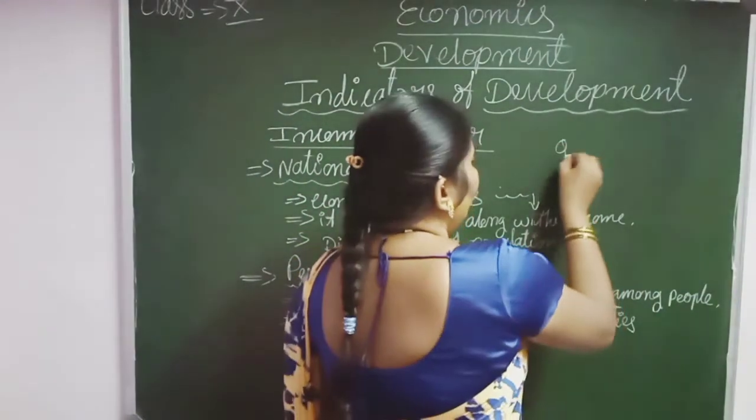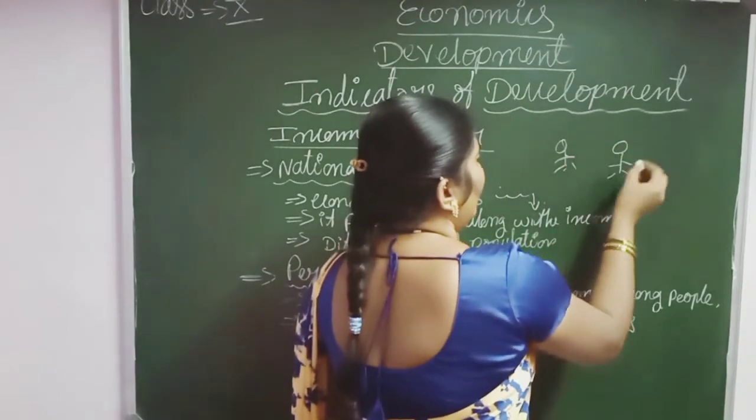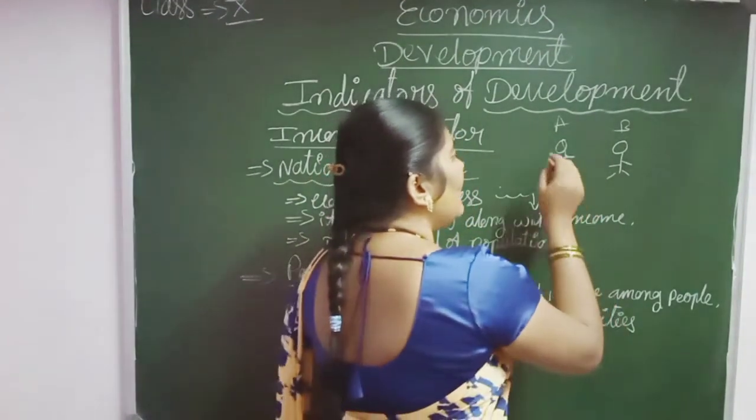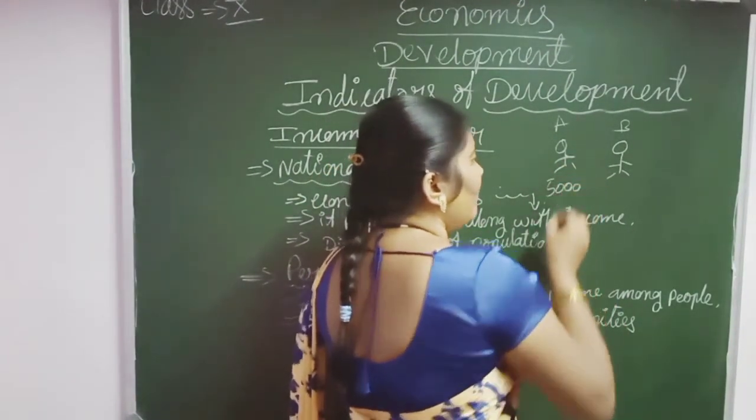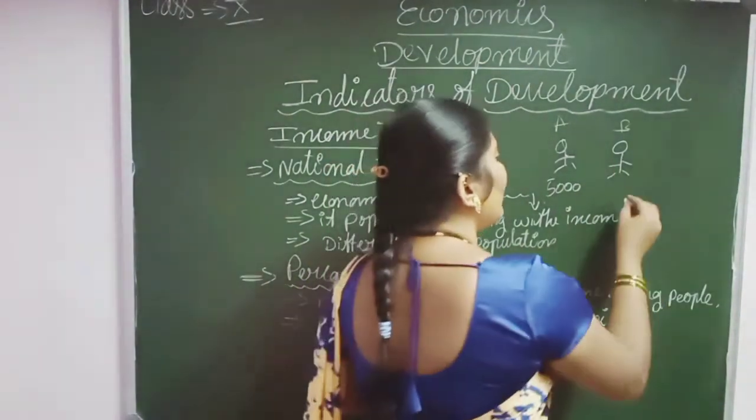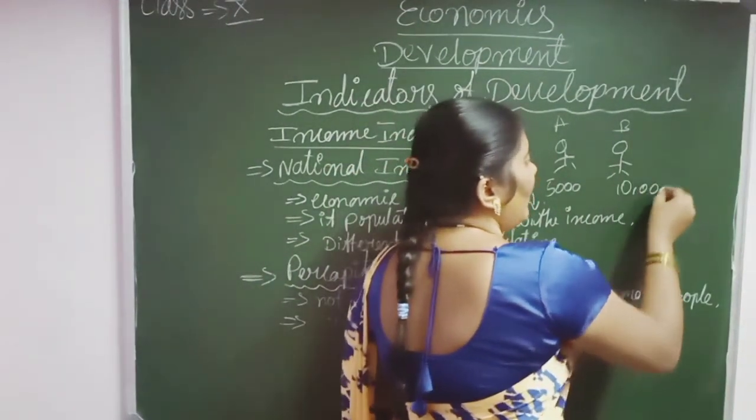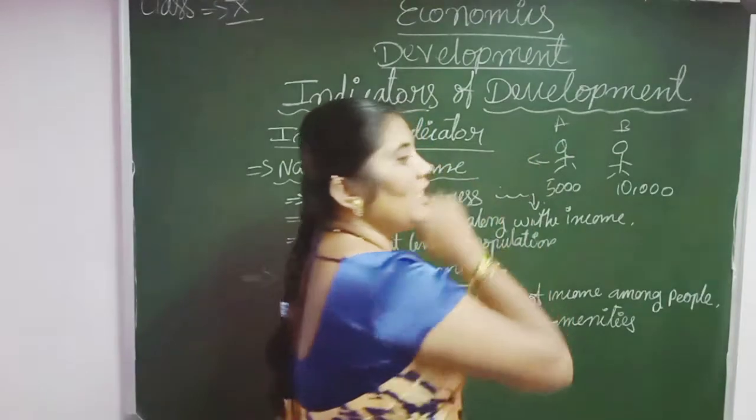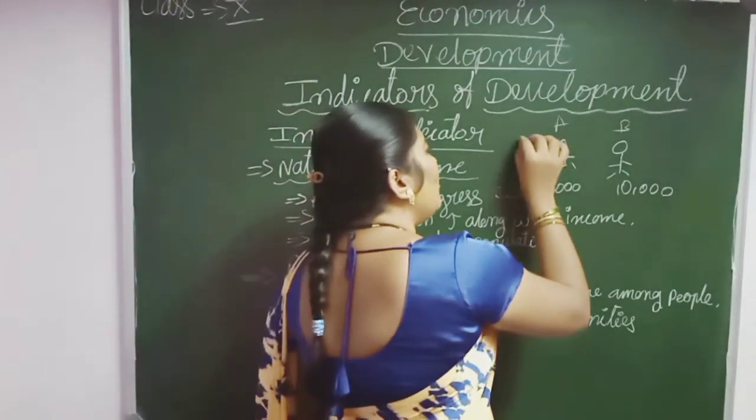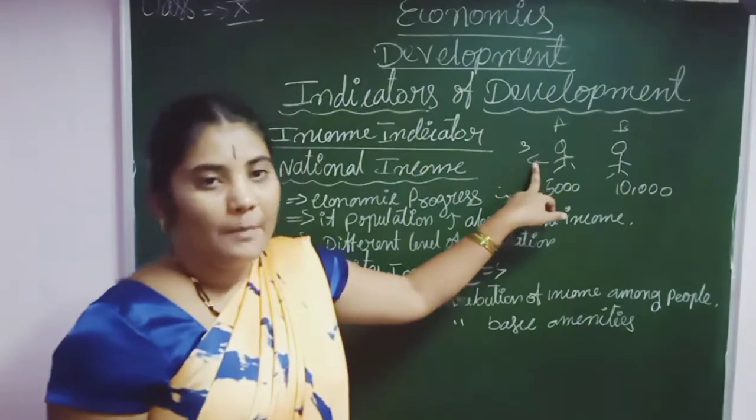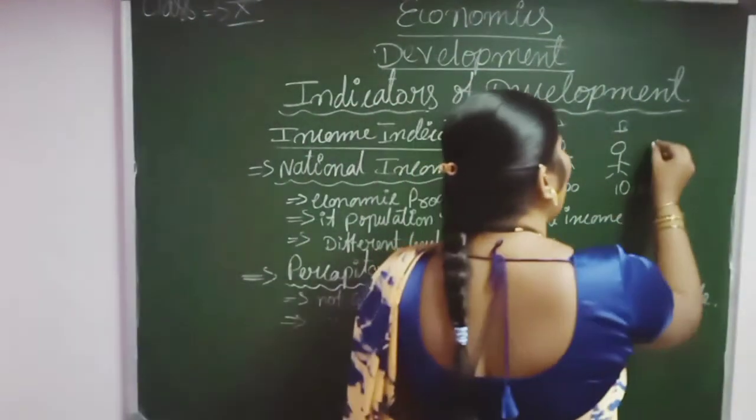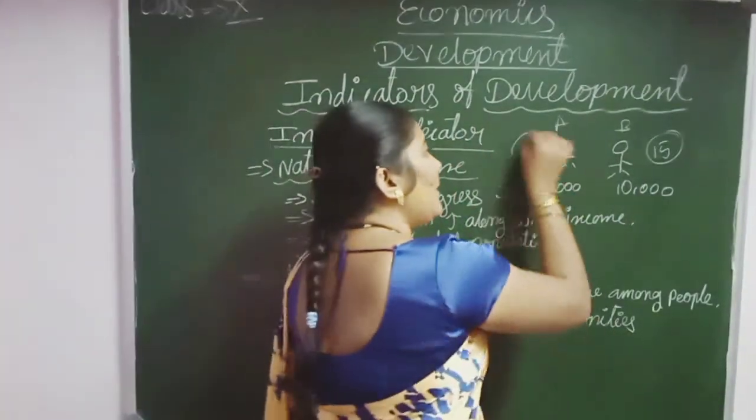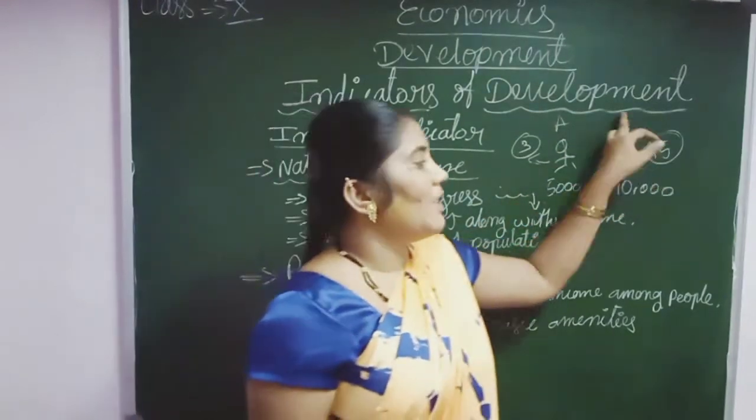Here I want to give one small example. There are two persons, A and B. A's income is 5,000 rupees per month and B's income is 10,000 rupees per month. But in A's family there are 3 members, while in B's family 15 members are living.